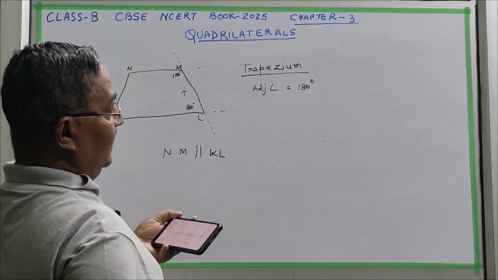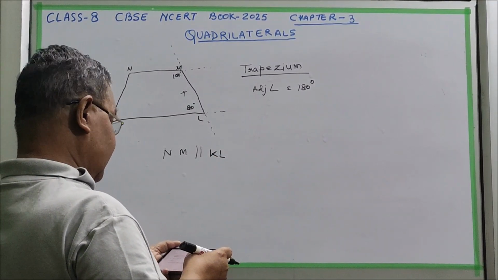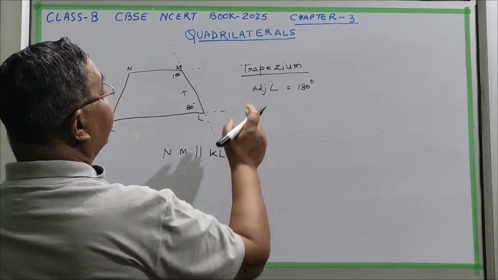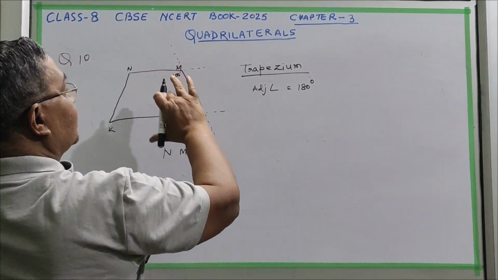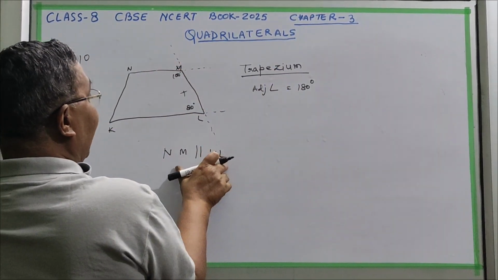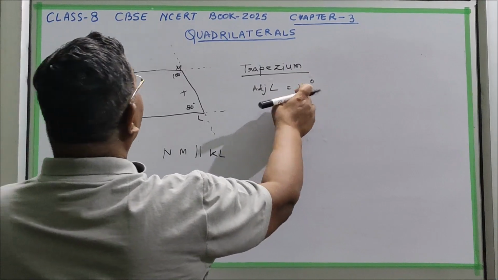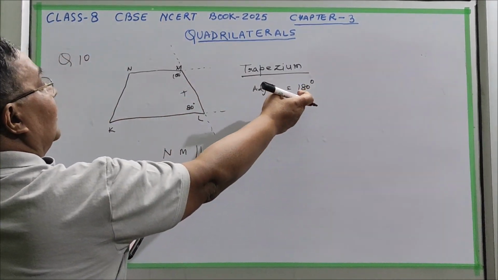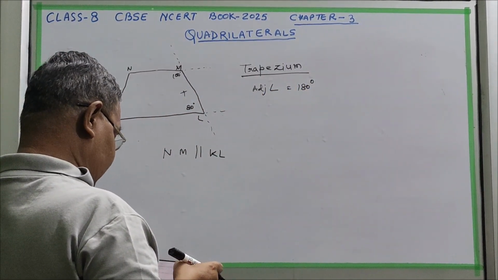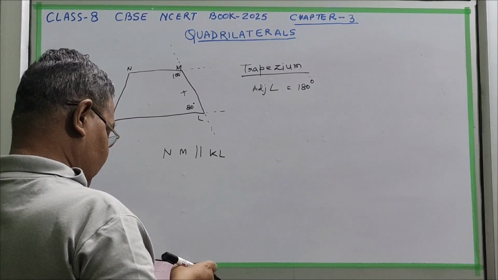So this is possible. That's why it is a trapezium. The condition is fulfilled: two lines should be parallel, and adjacent angles are equal to 180 degrees. Okay. Now we are going to question number 11.